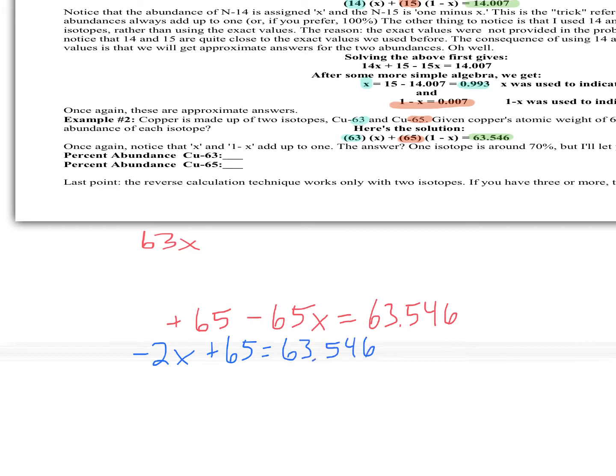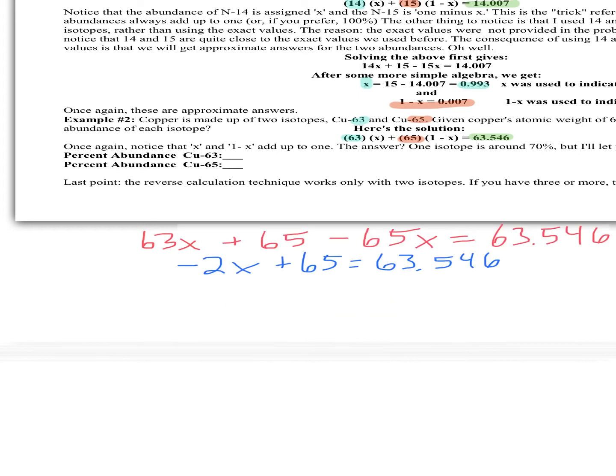Okay. I'm wanting to get x by itself, so I need to subtract 65 from both sides. It's being added on this side, so I need to subtract from both sides. So you get negative 2x equals a negative 1.454.